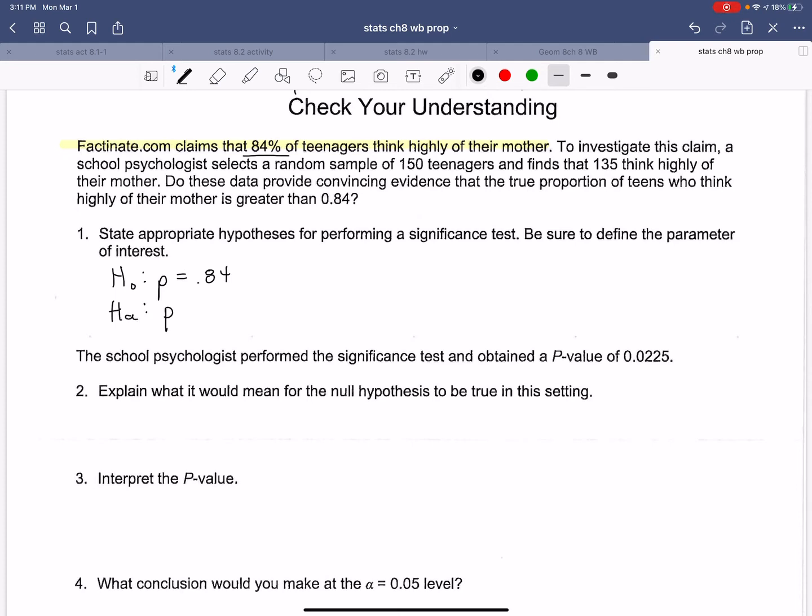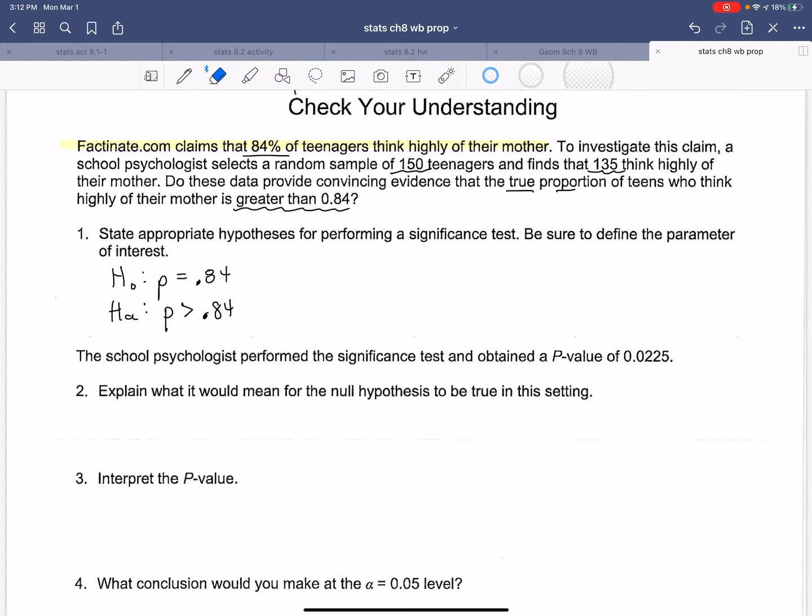So it says, to investigate this claim, a school psychologist selects a random sample of 150 teens and finds that 135 think highly of their mothers. Does this provide convincing evidence that the true proportion of teens who think highly of their mother is greater than 0.84? So we have a sneaky suspicion that people like their mom even more than that. Maybe that's a little too low.